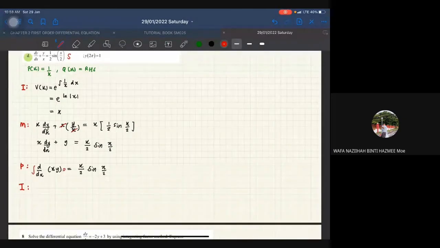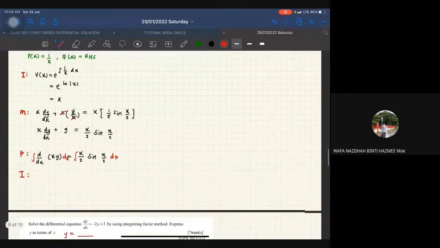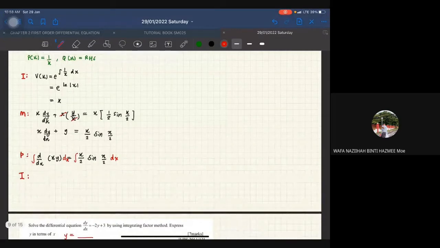And then saya letak dx dekat sini. Integral sign dengan dx dekat sini. Okay. So, yang belah kiri tak ada masalah. Kita ada derivative and kita ada anti-derivative. So, they cancel each other. So, you have xy on the left hand side. Okay, so on the right hand side.